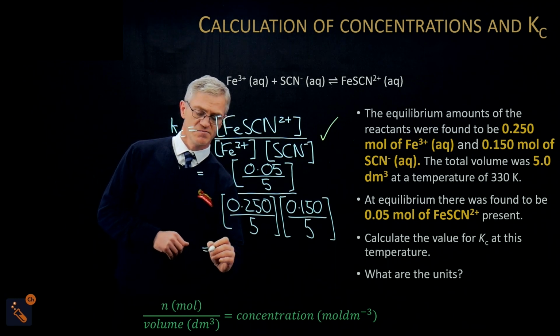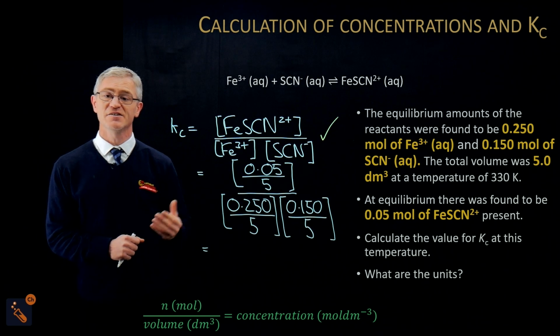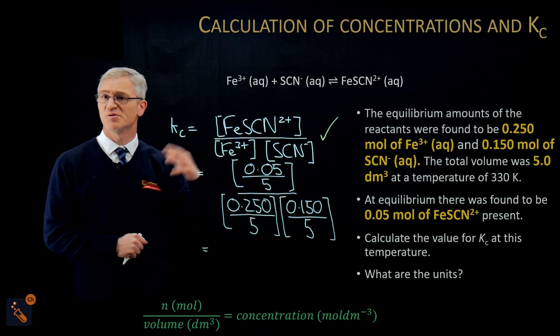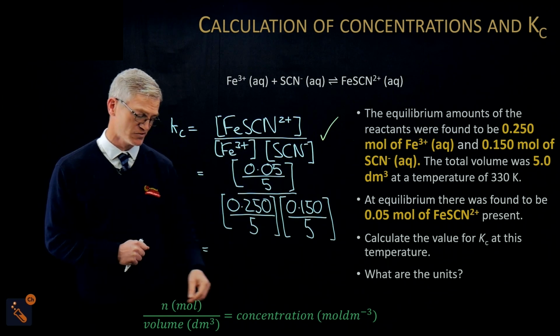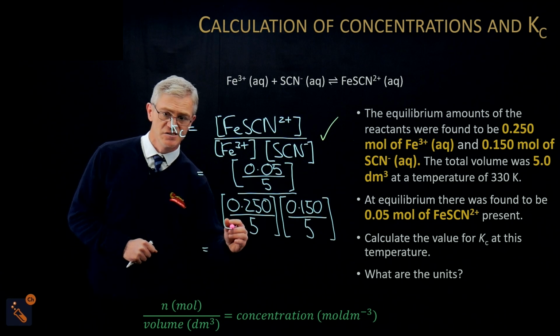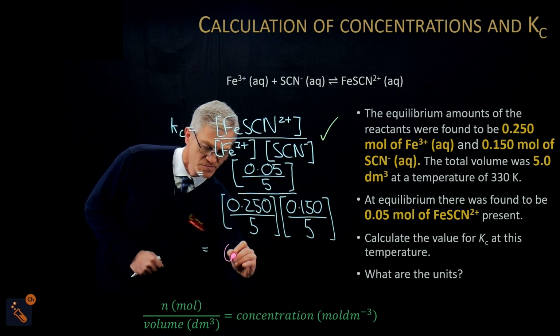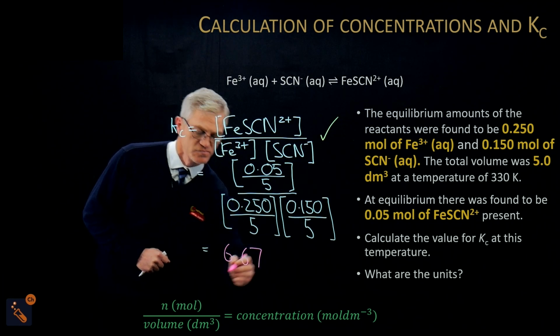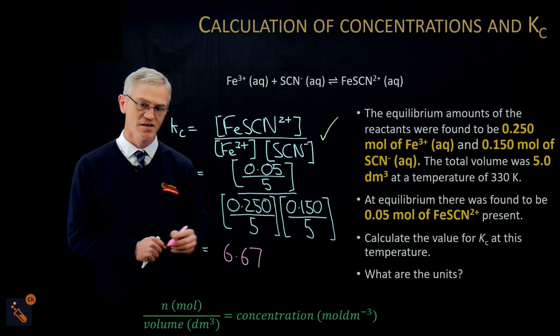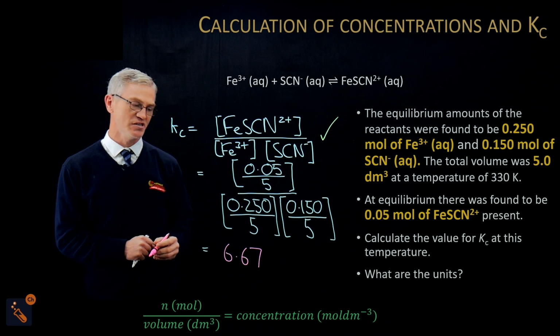So then we go down here. Now, at the end of all this, when you put it in, we're going to put it to 3 significant figures, but the question might tell you how many you have to use. But the final answer would be 6.67. So if you got 6.67, well done. And then we also have got to do the units.